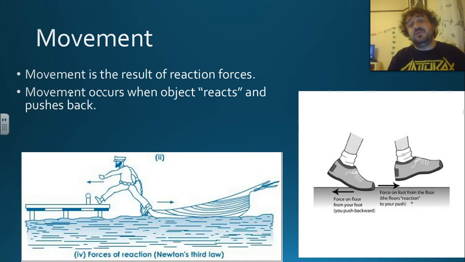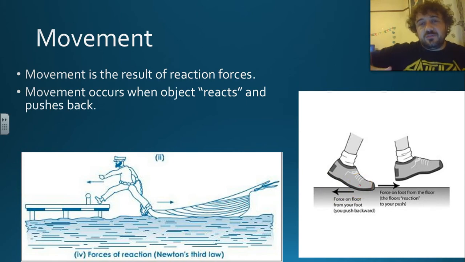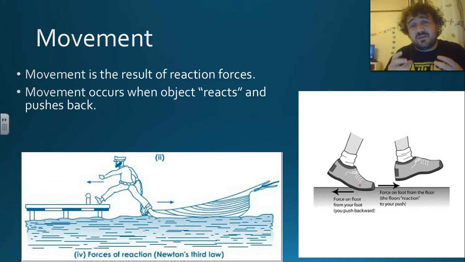Okay, so movement, when we talk about moving on the surface of something, that's the result of action forces. So here we see the foot, it pushes down on the floor, like it pushes backwards against the floor, but the reason you move forward is that the floor pushes you forward. Okay, so the floor pushes back. This is all very counterintuitive. We appreciate that. This is not the way we often think of the world. So it's important to know that movement occurs when an object reacts and pushes back.